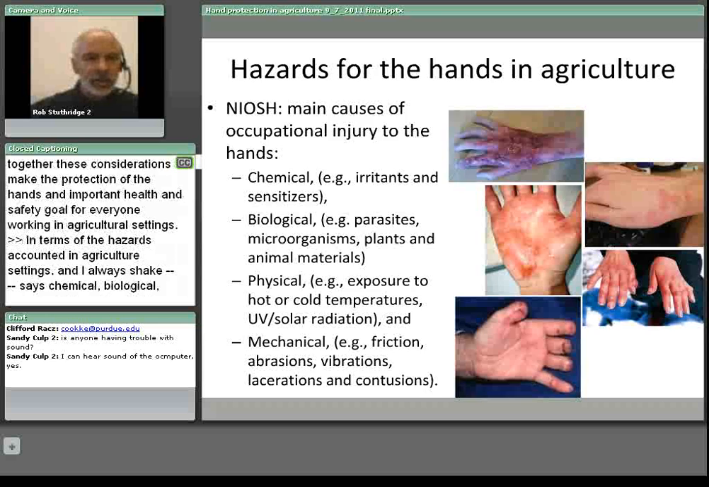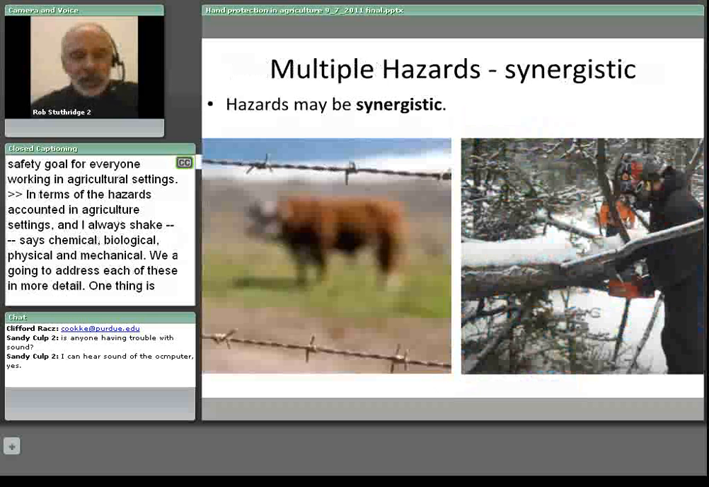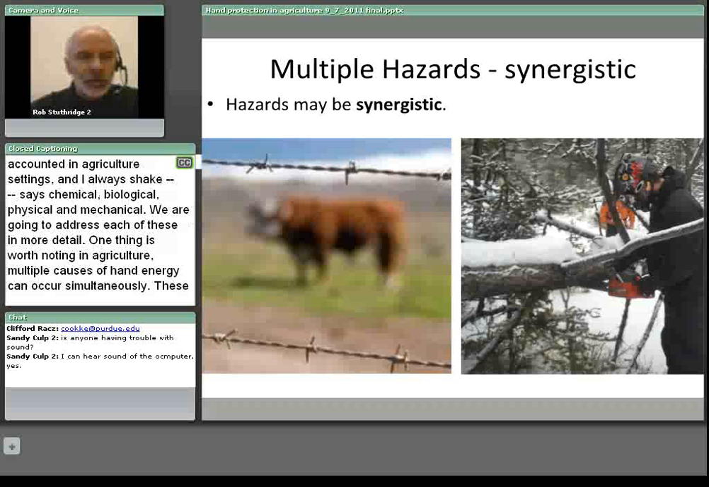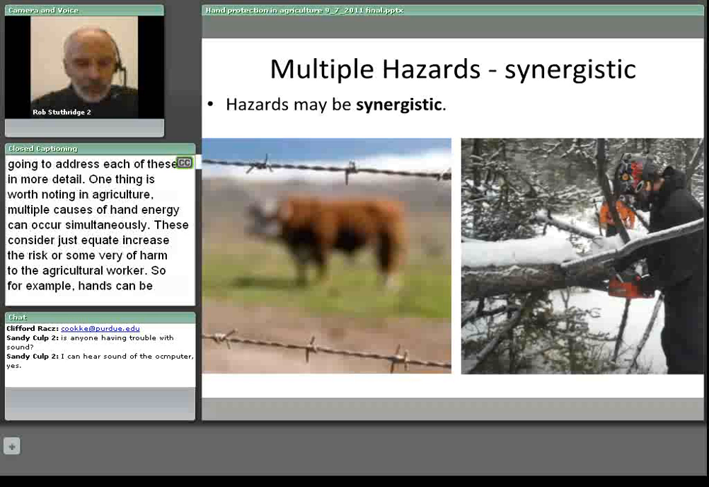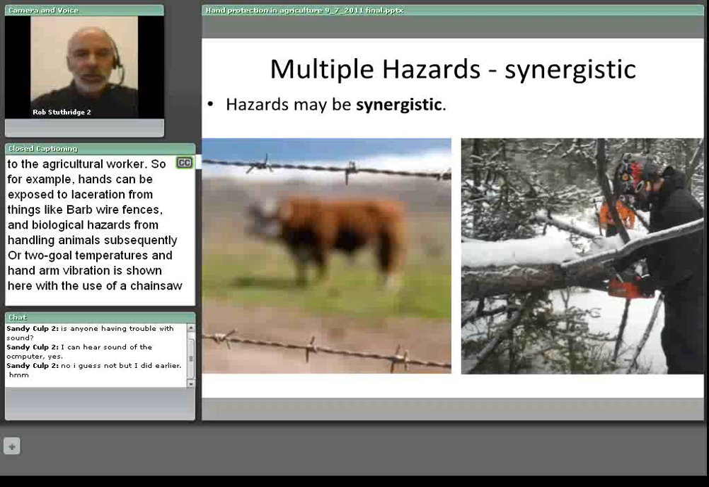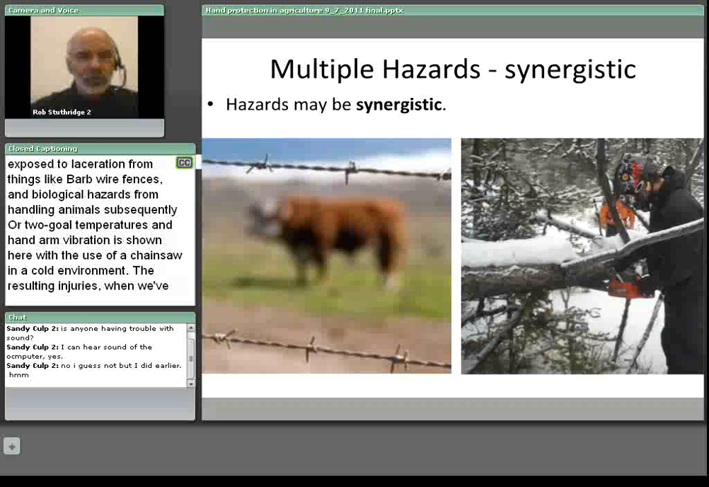One thing that's worth noting in agriculture is that multiple causes of hand injury can occur simultaneously. And these can synergistically increase the risk or severity of harm to the agricultural worker. So, for example, hands can be exposed to laceration from things like barbed wire fences and biological hazards from handling animals subsequently, or to cold temperatures and hand-arm vibration, as shown here with the use of a chainsaw in a cold environment. And the resulting injuries, when we've got this synergistic relationship between multiple hazards, can be more serious compared with those arising from any of the hazards working in isolation.